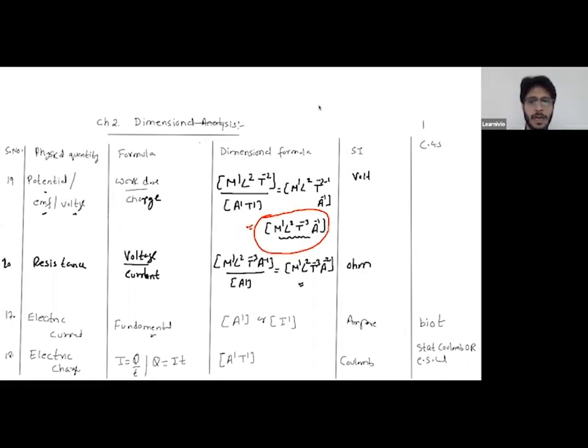Shall I rub it? One last quantity. Then we'll start the applications of dimensional analysis. Shall I rub it? Noor, Fazil, Alina. Yes, sir. Yes, sir. Yes, sir.